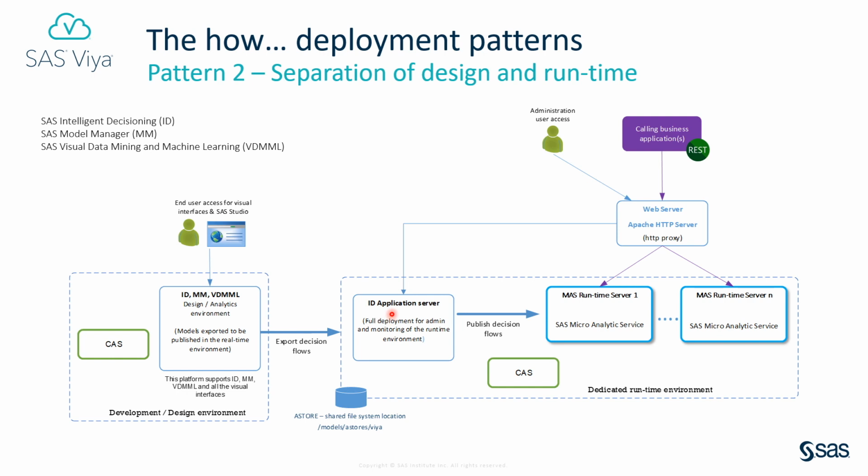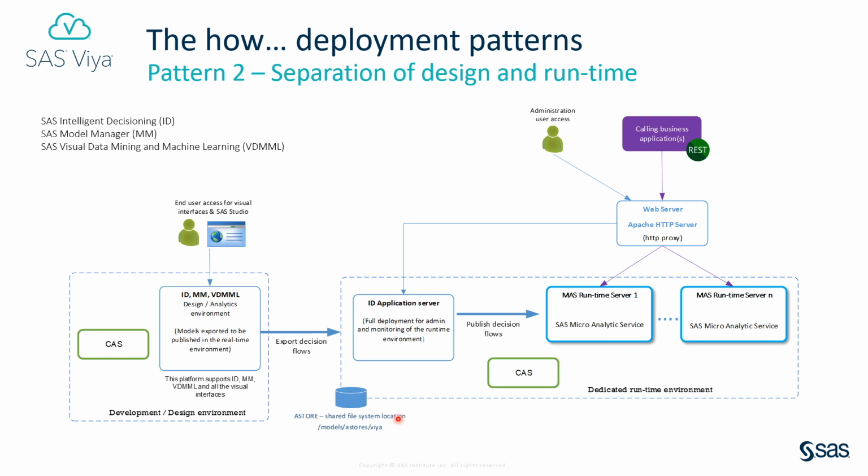In here, we just have the minimum products required to run those decision flows and models. For example, we've got SAS Intelligent Decisioning again. We import the decision flows into here. Once they've been imported, we can then publish them to the Micro Analytic Service. Again, we can see that we can have one or more Micro Analytic Services deployed within the environment.